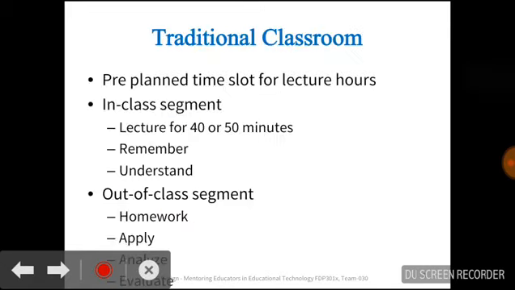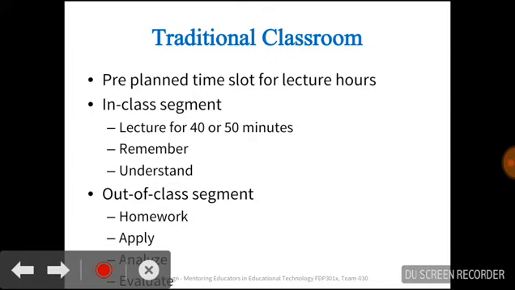In the traditional classroom, the lower level learning objectives are dealt in the in-class segment. The traditional classroom is conducted in a pre-planned time slot and the teacher lectures for 40 or 50 minutes and helps the students to understand and remember the concepts.